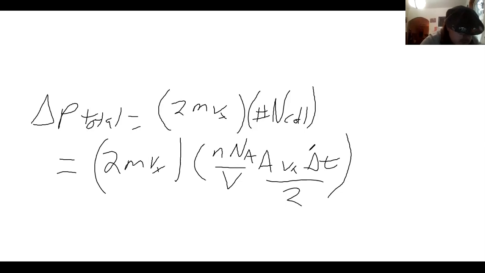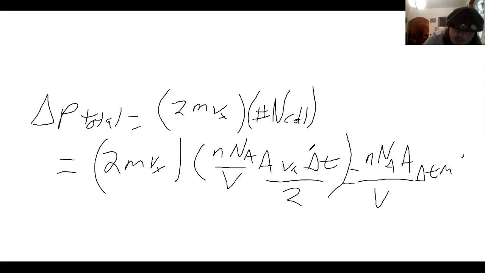So we start getting some things canceling out. We got n, N A, A over V, delta t times mass times the average distribution of velocity squared.